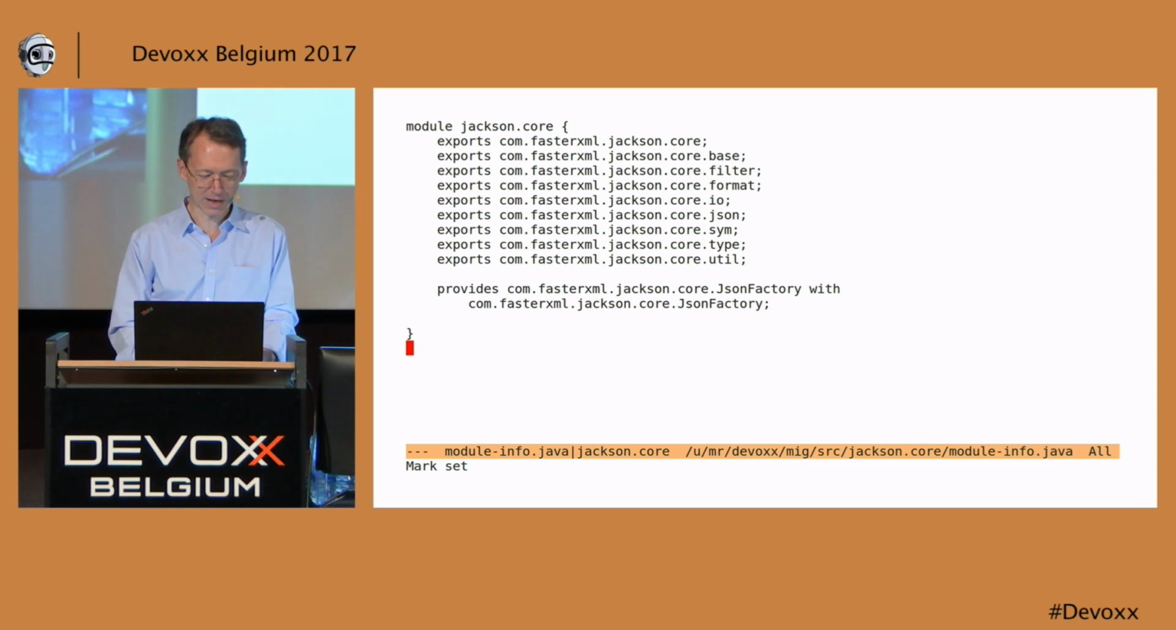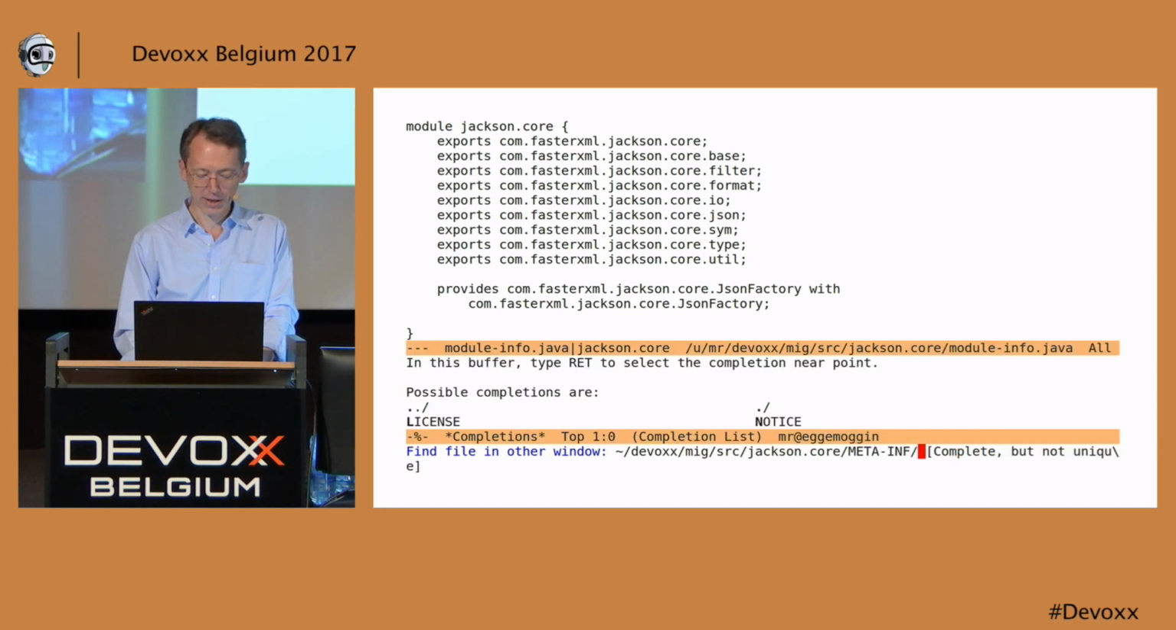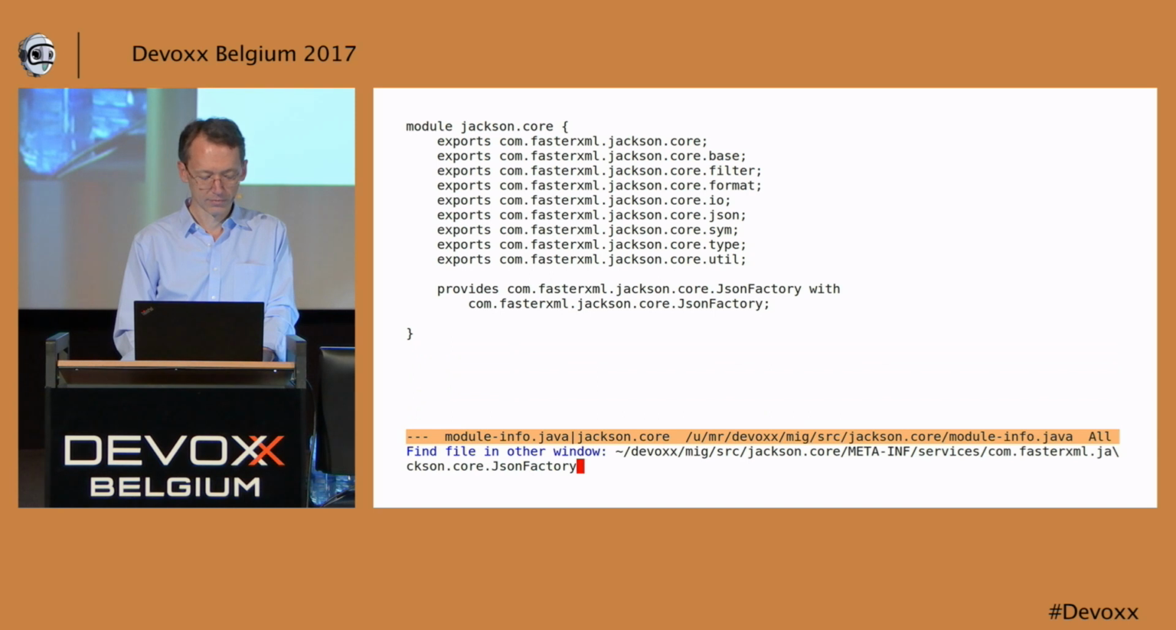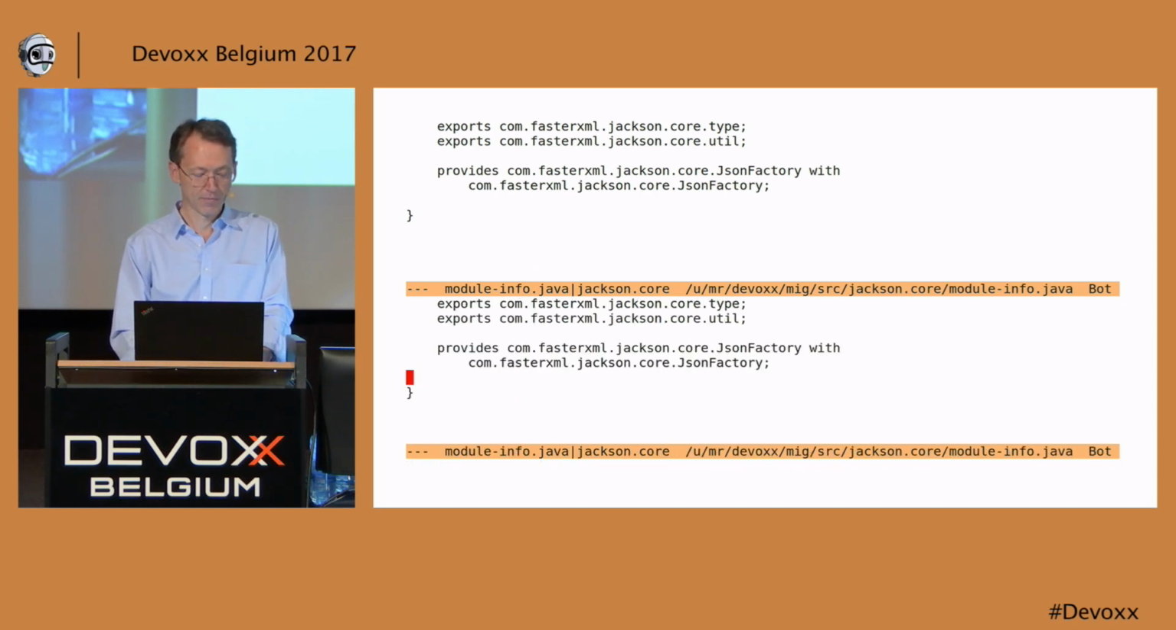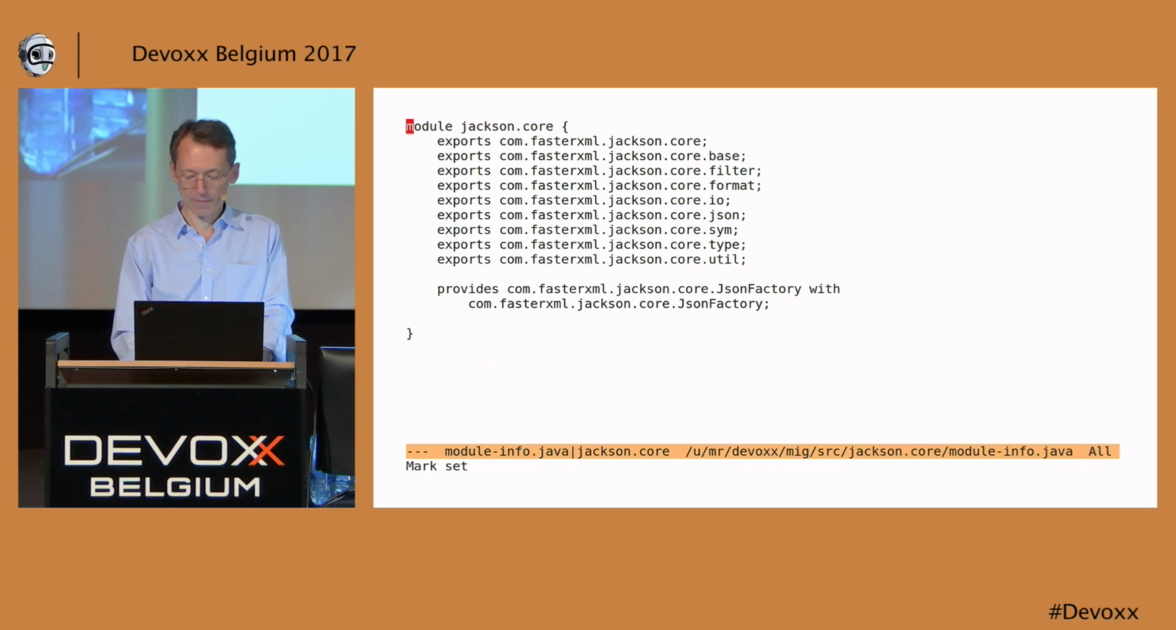I don't have time to get into services in detail today. But anyway, we see that the Jackson core module provides the service, and JDeps figured that out because Jackson core actually has this META-INF services entry for JsonFactory. All right, enough about that.